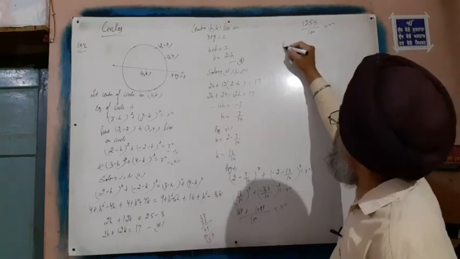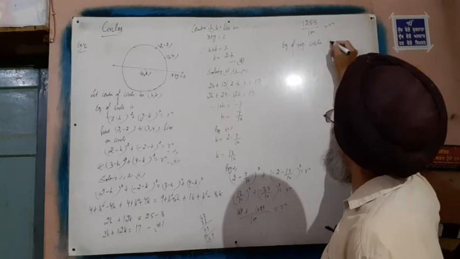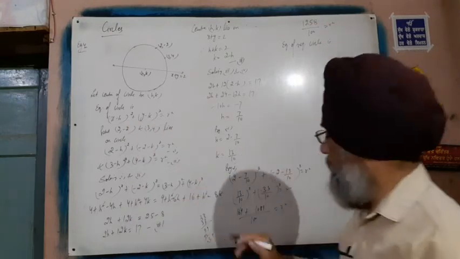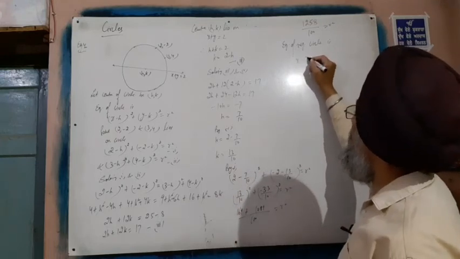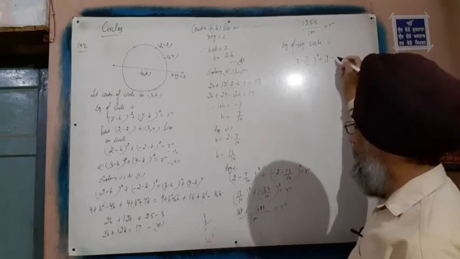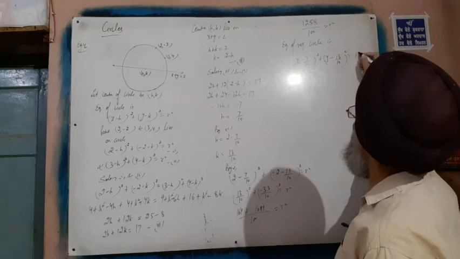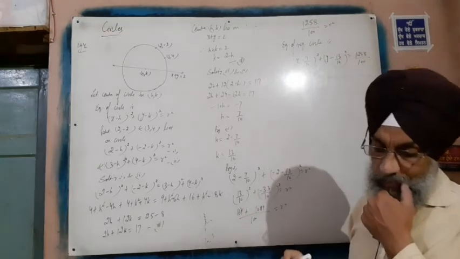So equation of required circle is, क्या थी, x minus h whole square, y minus k whole square, r square. तो placing the value of h here, x minus 7 upon 10 whole square, y minus 13 upon 10 whole square is equal to 1258 upon 100. That's the equation of circle.